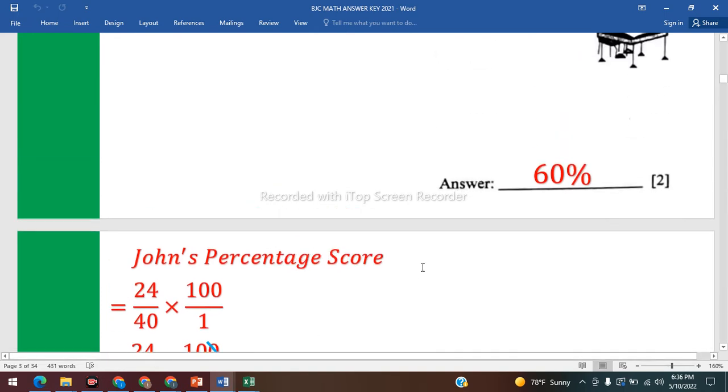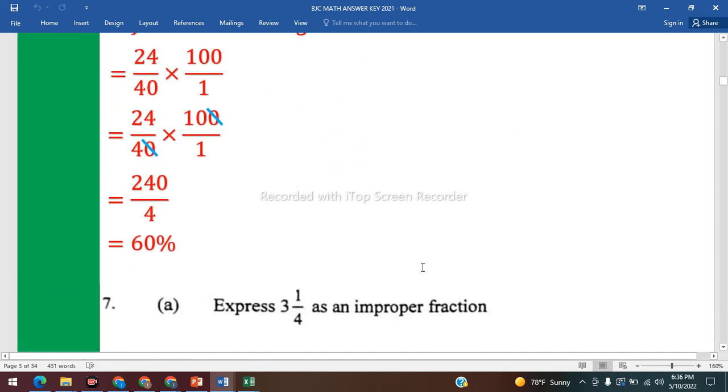All right, so the next question says, express 3 and 1 over 4 as an improper fraction. 13 over 4. 13 over 4, okay. Anyone want to second that? I agree. Yeah, I agree.